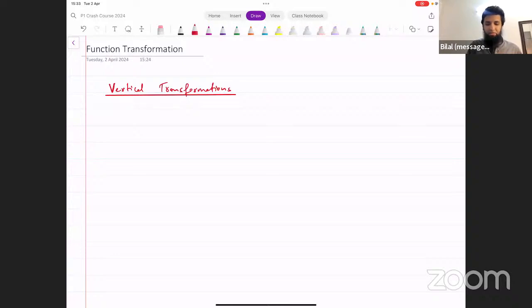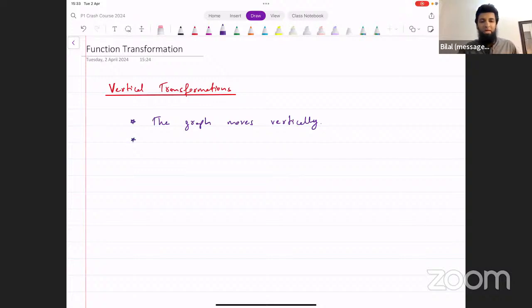Now in vertical transformations, what happens is the graph moves vertically. It moves up or down, right? When the graph moves vertically, what that means is only the y coordinates are going to change. The x coordinates remain the same because the movement is vertical. The points on the graph, only their y coordinates are going to change. Only the y coordinates change. The x coordinates do not change. All right.